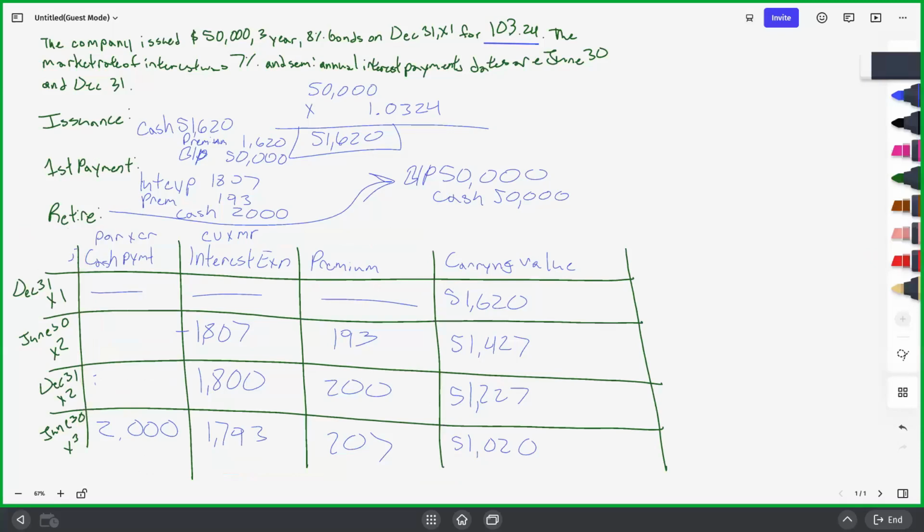What was the math we did to get the 1,807 for the interest expense? Carrying value times the market rate. Yeah. There we go.